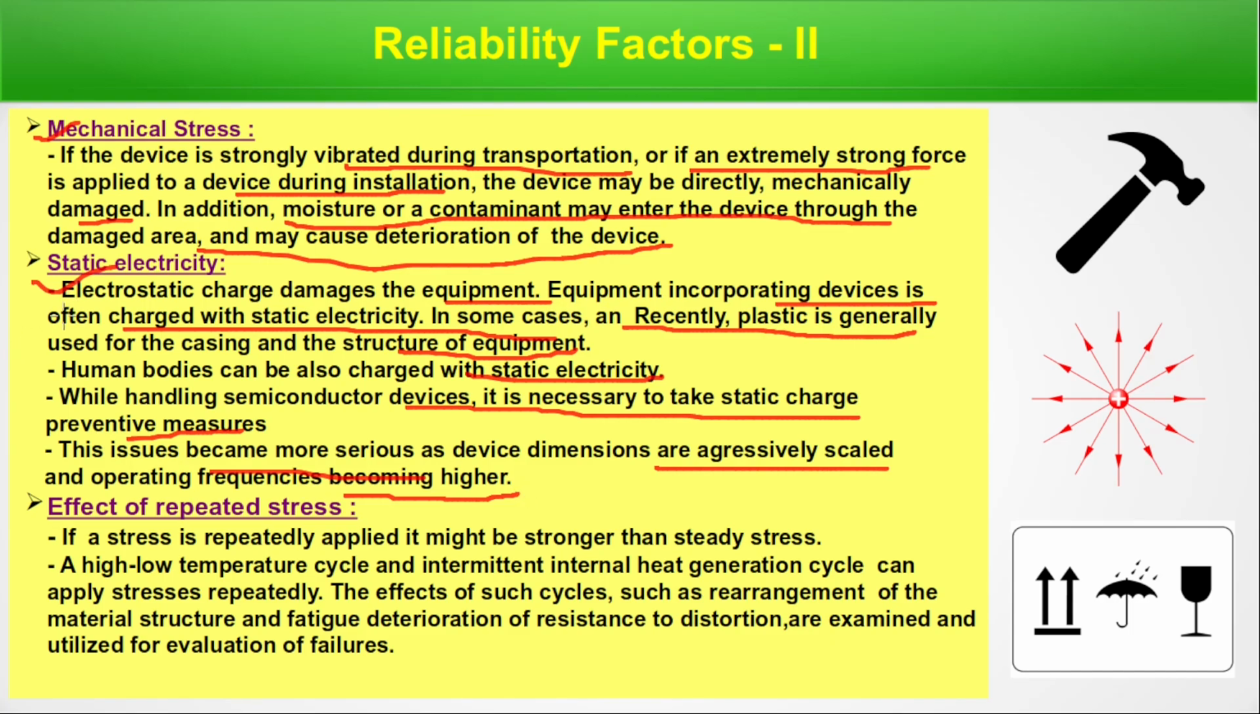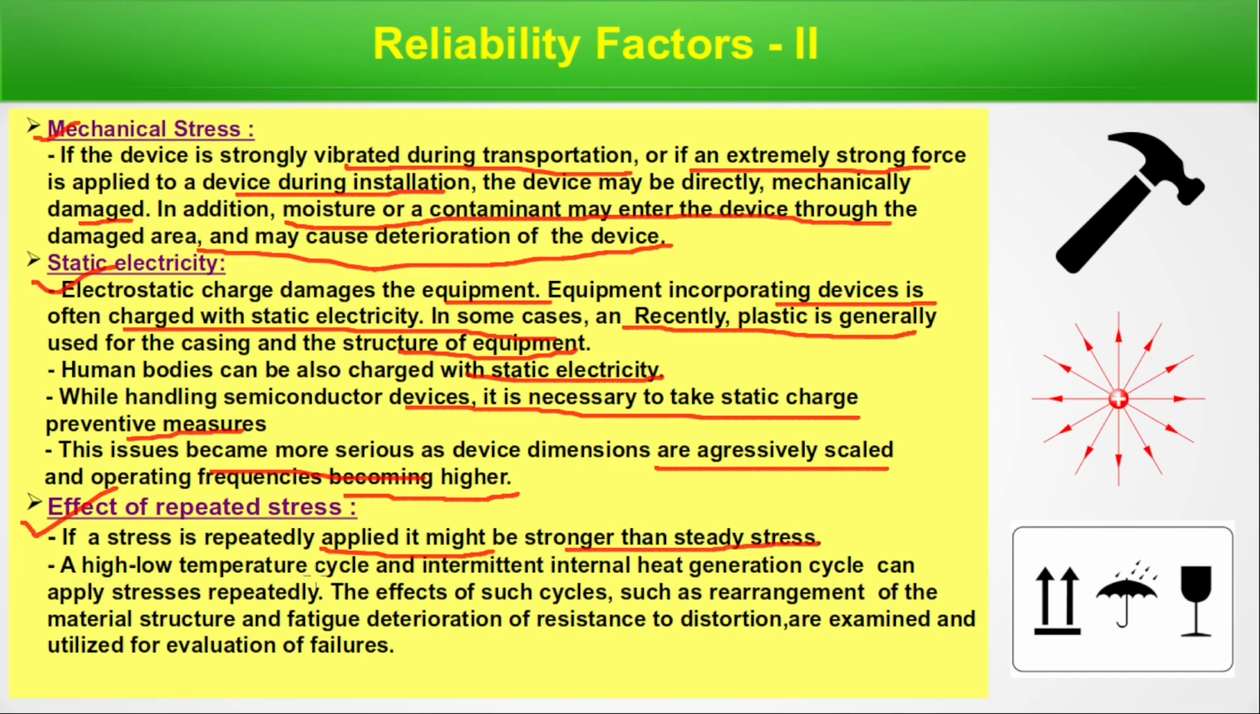Static electricity is also a damaging thing. It can damage equipment, and human bodies carry static electricity. If we do not handle it properly, it can lead to damage and failure. So we need to take preventive measures. And finally, effect of repeated stress. If a stress is repeatedly applied, it might be stronger than steady stress.